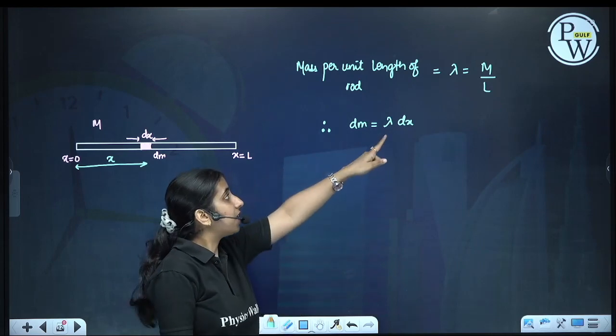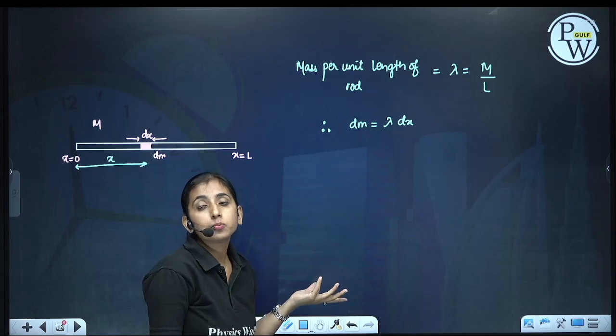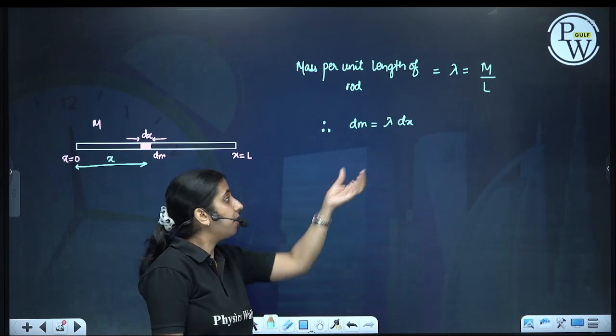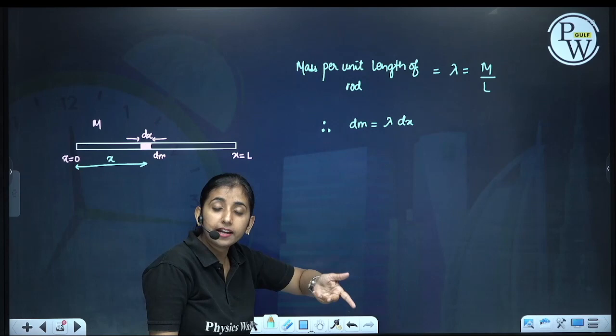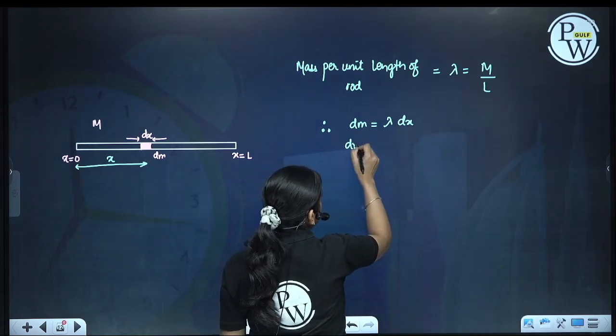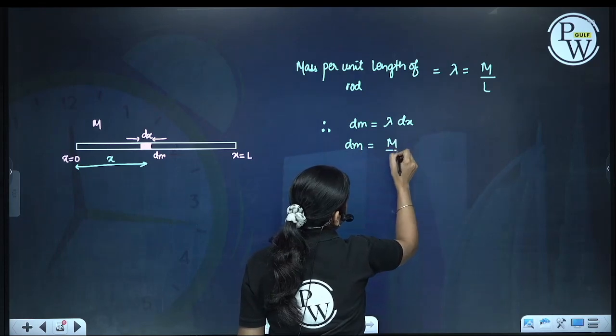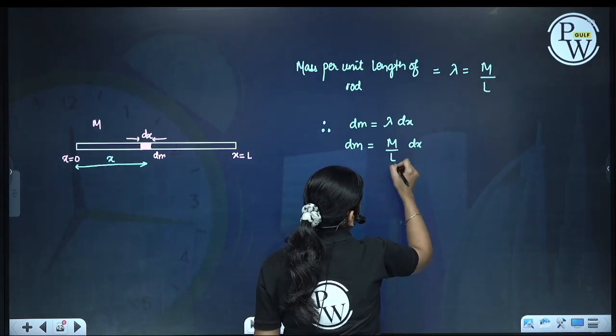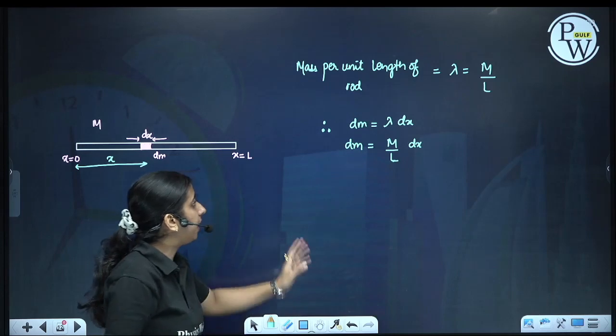If unit length is having this much mass, how much mass will dx length have? dx will have lambda into dx mass. So dm will be lambda dx, and from here we get dm is equal to M by L into dx.